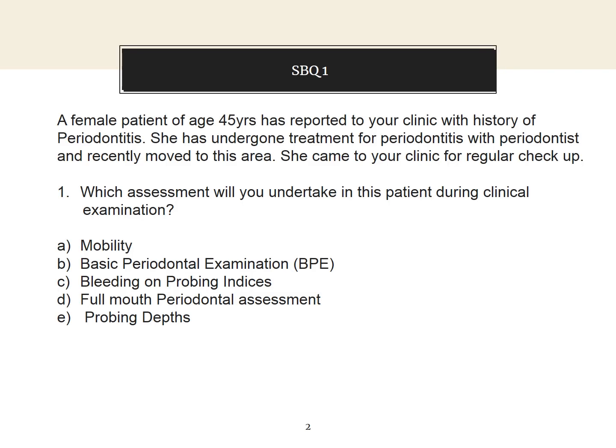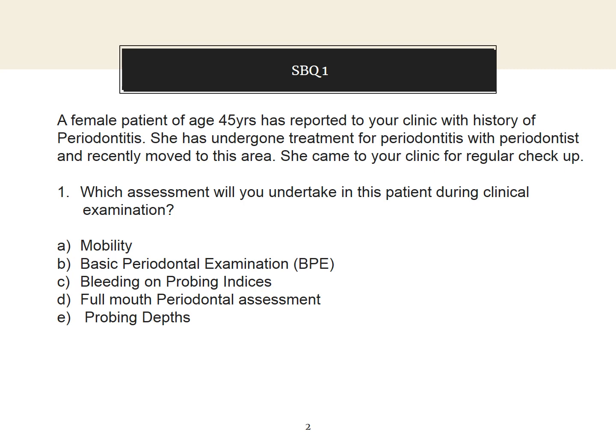So coming to this SBQ, the SBQ is: a female patient of age 45 years has reported to your clinic with history of periodontitis, and she has undergone treatment for periodontitis with a periodontist and recently moved to this area. So she came to your clinic for regular checkup.